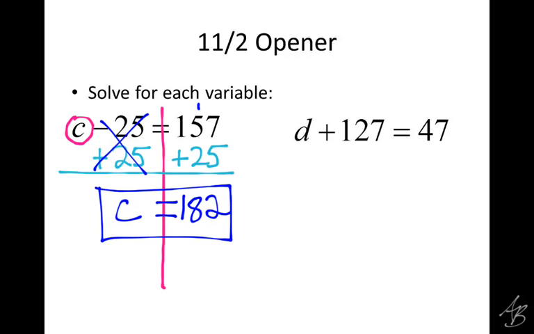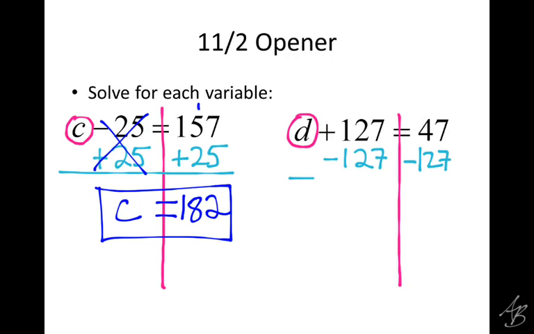All right, last one. We want to get the d by itself. So we're going to circle that, draw our line of equality, and we have to get rid of the 127. How are we going to do that? Subtract. So plus 127, the opposite is subtracting 127. So minus 127. Got to do it on both sides. And on the left side, those cancel each other out. That leaves D all by itself.